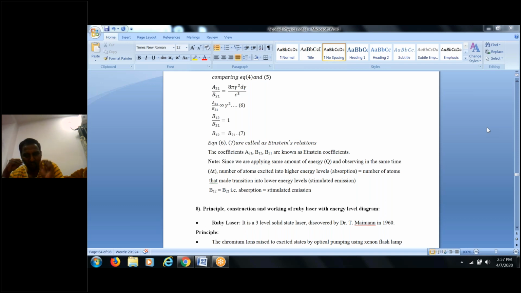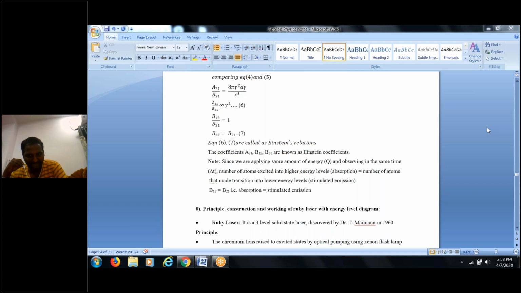If such an active material is in the form of a solid, we will get solid state laser. Example is ruby laser. And if such an active material is in the form of gas, we will get gas laser. Example is helium neon laser. And if such an active material is doped with impurities, not in its pure form, with certain impurities added, then we will get semiconductor laser. So like this, based on the state of the active material, you can very easily identify. If the active material is in the form of solid, you will get solid state laser. Ruby laser is an example.